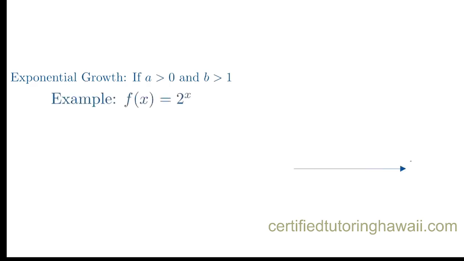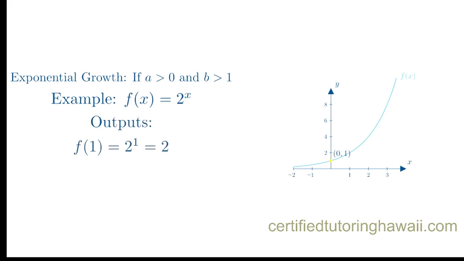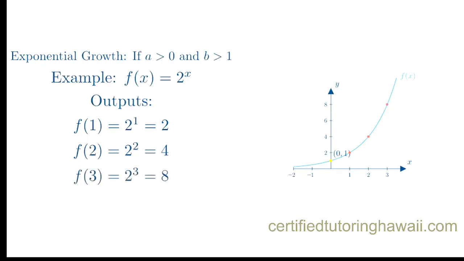For example, consider f(x) = 2^x. The initial value a is 1, and the base b is 2, which is greater than 1. This is a classic growth function. The outputs grow larger very rapidly. Let's look at the outputs. f(1) is 2, f(2) is 4, f(3) is 8. For each unit increase in x, the output doubles.